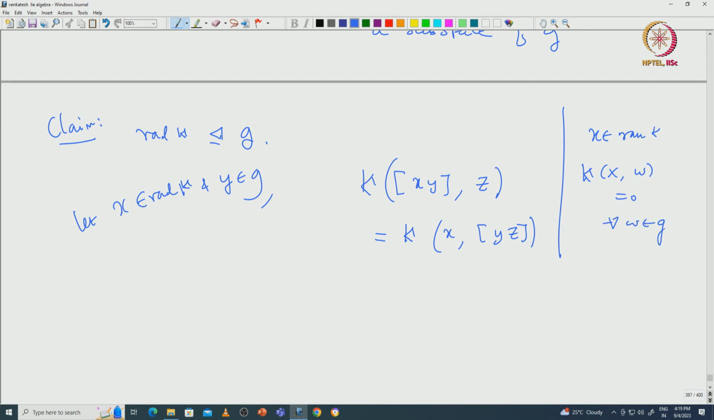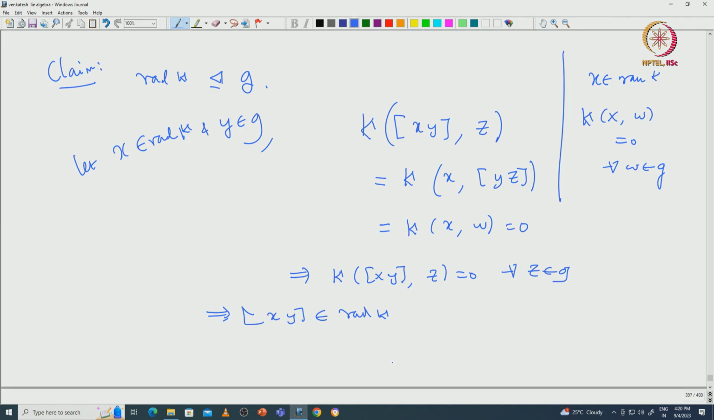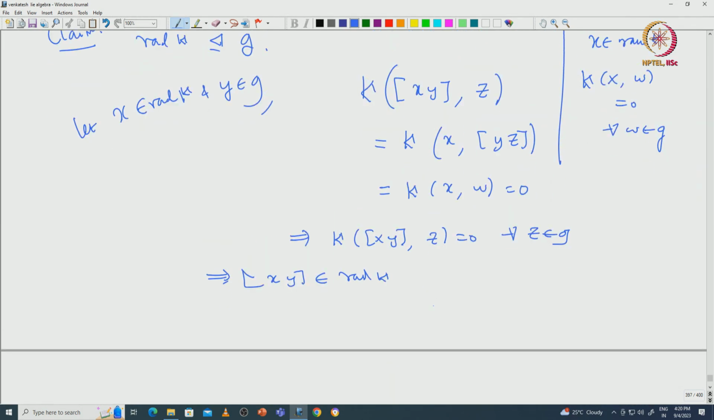Since y and z both are in G, the bracket y z is in G. So, that implies kappa of x comma this w is actually 0. So, that implies kappa of bracket x y comma z is 0 for all z in G. So, that implies the bracket x y is again in the radical of kappa. So, this proves that the radical of kappa is indeed an ideal inside G.